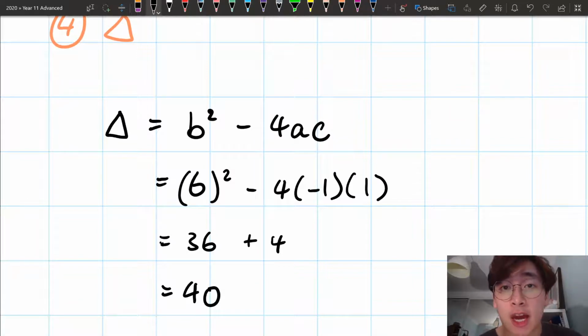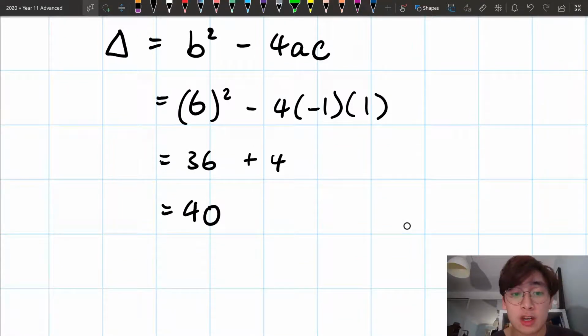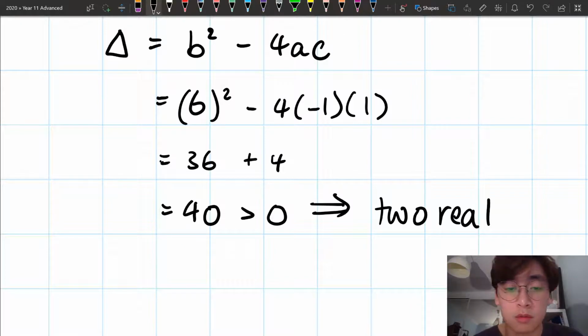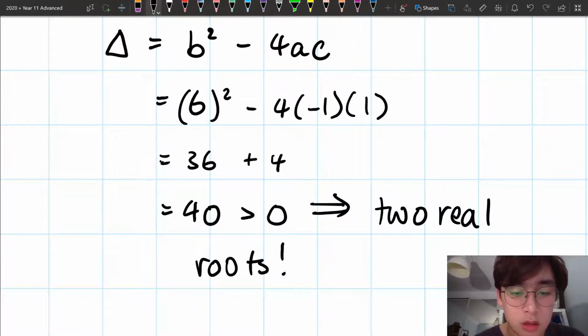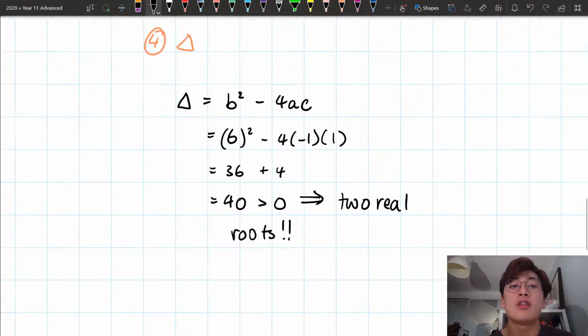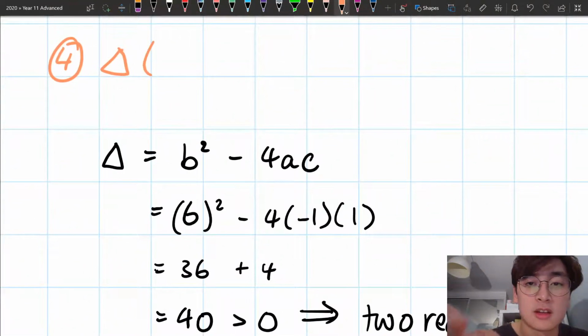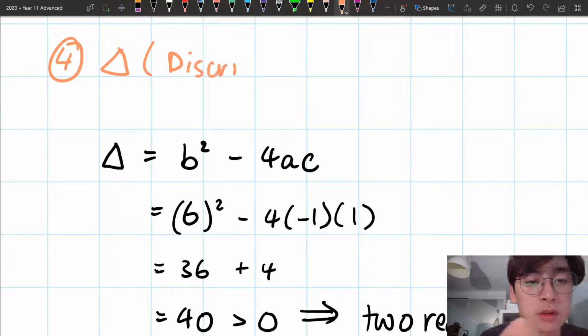Now here's where I check. Is this 40 greater than 0, equal to 0, or less than 0? I'm hoping by now in year 11 you can all tell that 40 is greater than 0, which means that, if you remember those conditions, I have 2 real roots. And so once I've done that, I can use my quadratic equation. Oh, and I'll actually just write here, just so we have it: discriminant. We're going to check the discriminant.